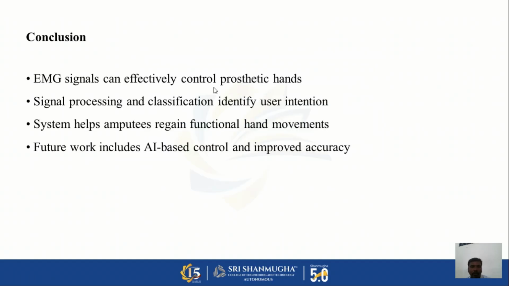So next, finally, we are going to see the conclusion. EMG based prosthetic hand systems provide an effective solution for amputee rehabilitation by capturing muscle electrical signals and processing them using signal processing techniques. It is possible to identify the user's intended movement. The prosthetic hand then performs the desired action. Further research focuses on using artificial intelligence and machine learning to improve accuracy and real-time control.